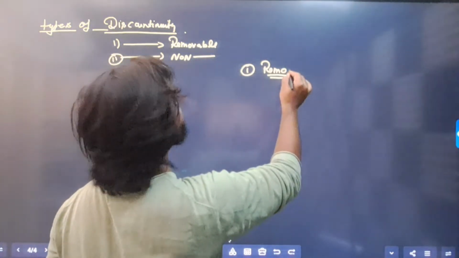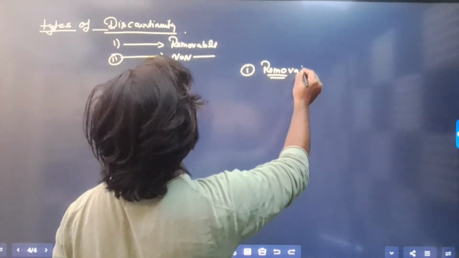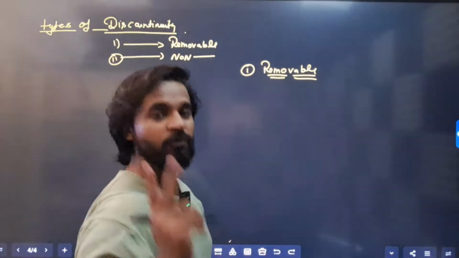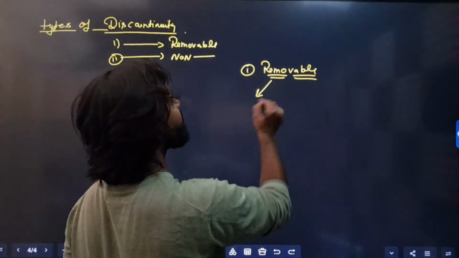So first we discuss removable discontinuity. Removable also has two types. There are two types of removable discontinuity. The first is the missing point.